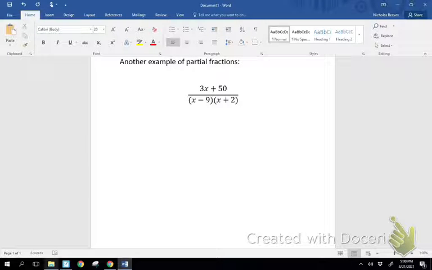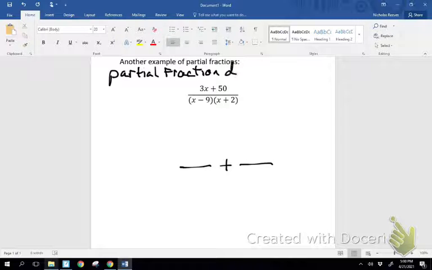This is another example for college algebra for partial fractions. So we have this fraction, a rational expression with x's in the denominator, and we need to figure out what two fractions were added together to get that result. And that is called partial fraction decomposition.